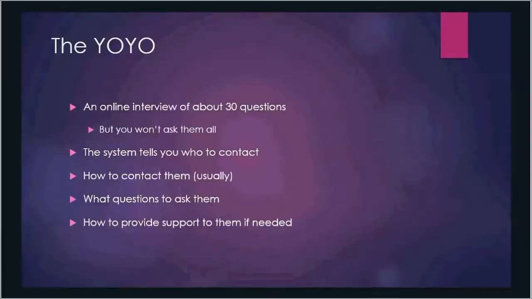The YOYO tells you what questions to ask them. We tried to put it in as much of a conversational tone as possible so that it could be like you're just having a conversation with a former student. Sometimes you will need to paraphrase, to rephrase, to redirect, to probe, to do all those kinds of things that interviewers need to do to get the questions out there in a way that former students can answer them in the best way possible. But it tells you what to ask. And it talks about how to provide support to former students or their parents when that is needed.